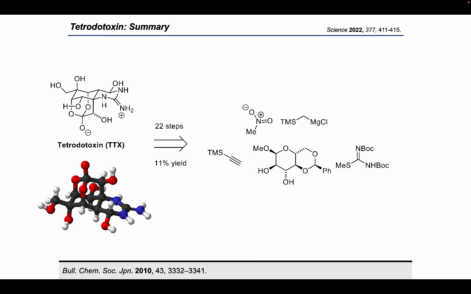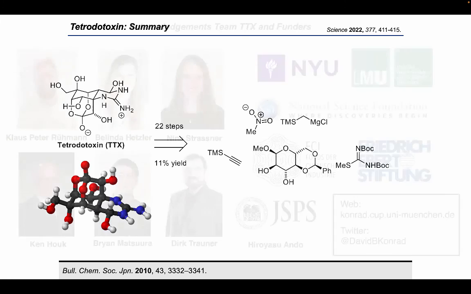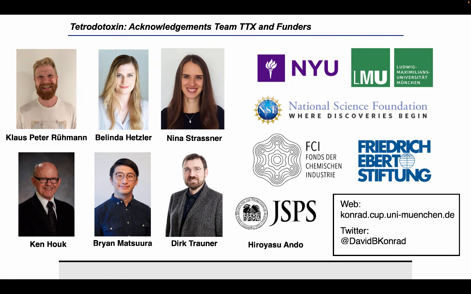In summary, we were able to synthesize tetrodotoxin in 22 steps from a commercially available glucose derivative with an overall yield of 11%. This project wouldn't have been possible without the support of an amazing team. A big thanks to Team TTX, which consisted of Peter Rühmann, Belinda Hetzler, Nina Strassner, Ken Haug, Brian Matsura, Dirk Trauner, and Hiroyasu Ando for their heroic efforts on this project.